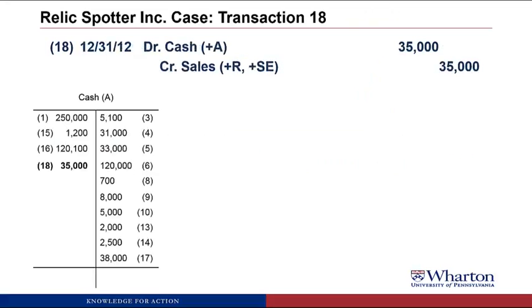Post this to T account, so another debit to cash, our cash balance goes up, and we create an account called sales to keep track of the sundries, created with a credit balance as a revenue account.